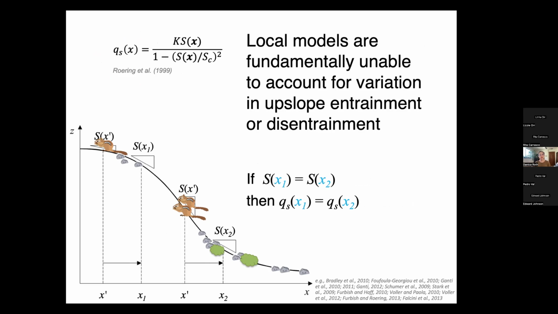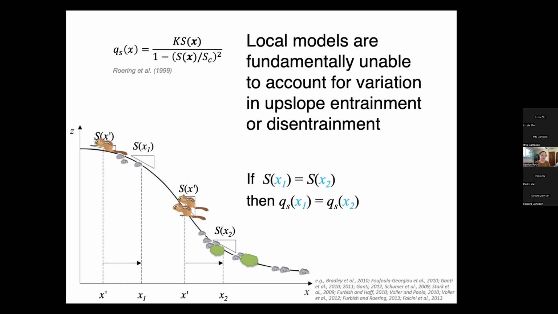So a fundamental limitation of the diffusive flux models is that a diffusive flux law is also a local model, meaning that it estimates flux at a position X based only on the characteristics, like slope, at that position X. And a local flux model, regardless of its form, will never be able to capture these spatially variable entrainment and disentrainment conditions. It'll always predict identical fluxes at any points that have identical conditions.